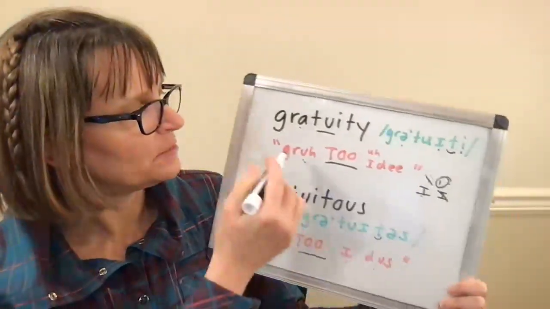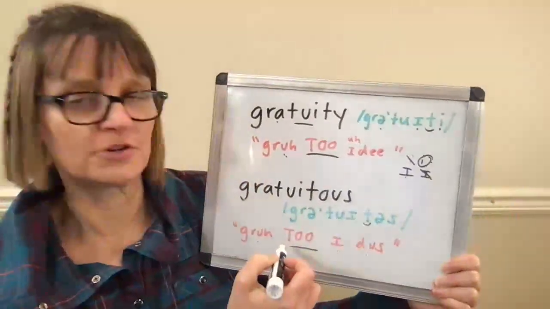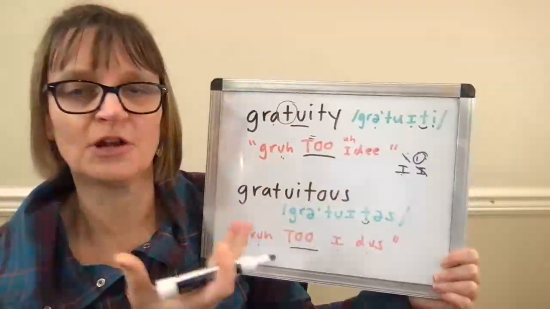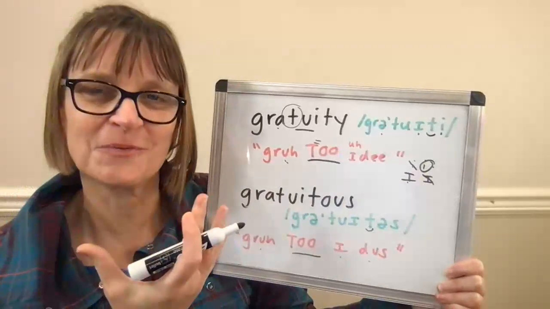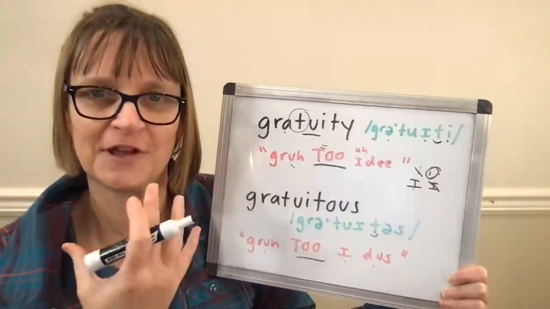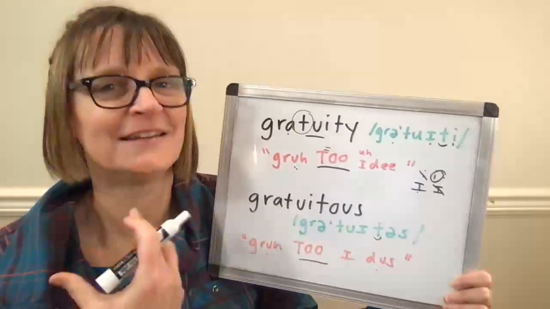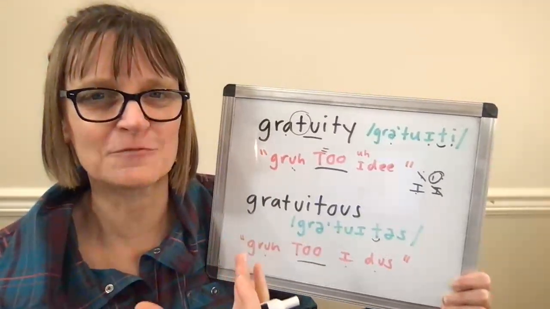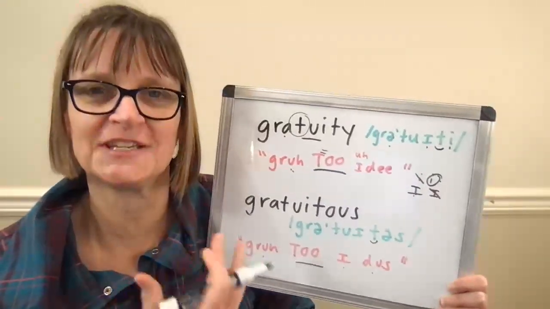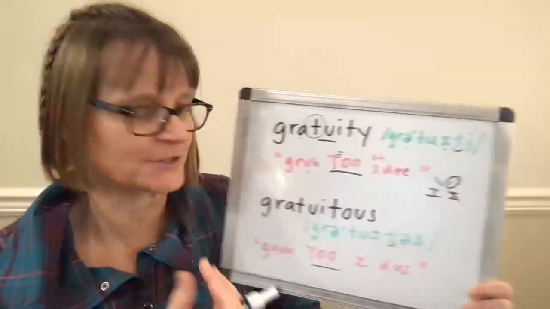I should mention for both gratuity and gratuitous, this first T is a true T, so a little puff of air comes out. That's also why it's helpful to start with tuitus, tuity. It'll help you get that correct kind of T, just like the T sounds at the beginnings of words. The T sound at the start of a stressed syllable is typically a true T, an aspirated T sound.